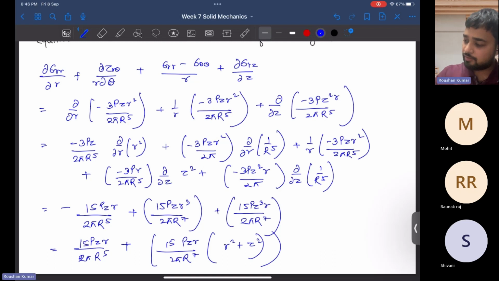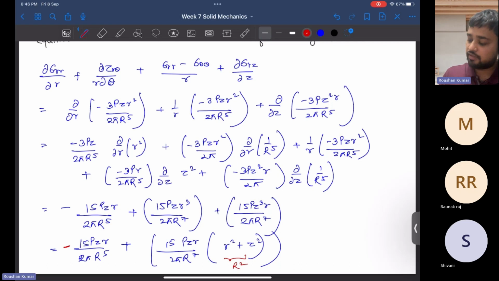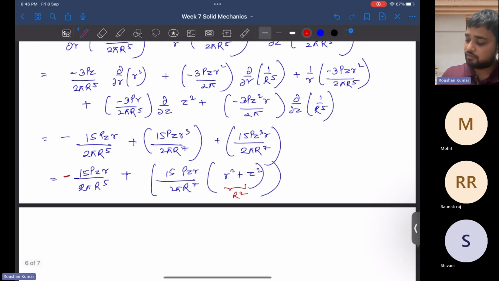And what is r square plus z square? This is nothing but basically big R square. And if you compare these two terms, this is actually minus. So it will ultimately cancel out and the final expression will be 0. So the equation of equilibrium in r direction is satisfied.